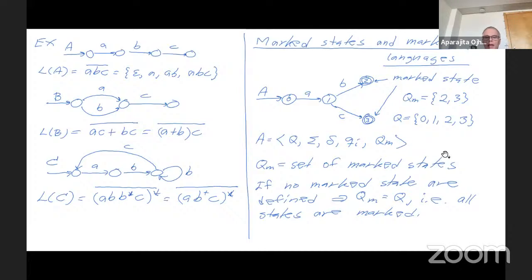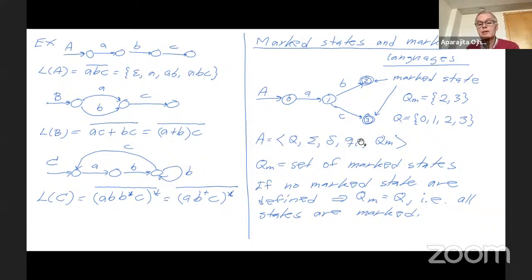Then we go on and talk about marked states and marked languages. And in that case, we introduce some specific, let's call them marked states or goal states or final states. Simply states which we want to be able to reach. So in this example, QM is the set of marked states, and all states are 0, 1, 2, and 3. So that's why we have QM 2, 3, and Q is the whole set. So that means that QM is always a subset of Q.